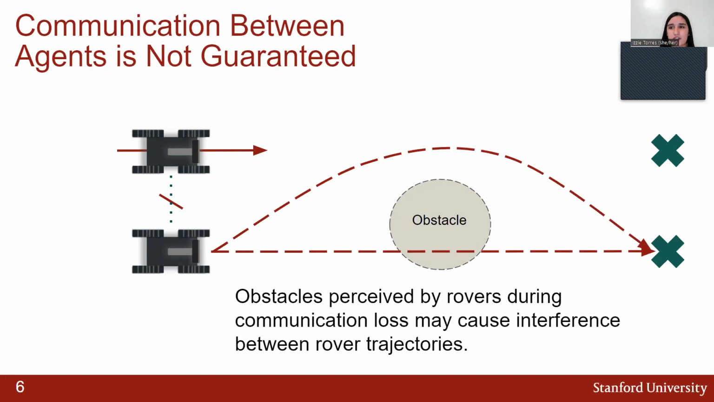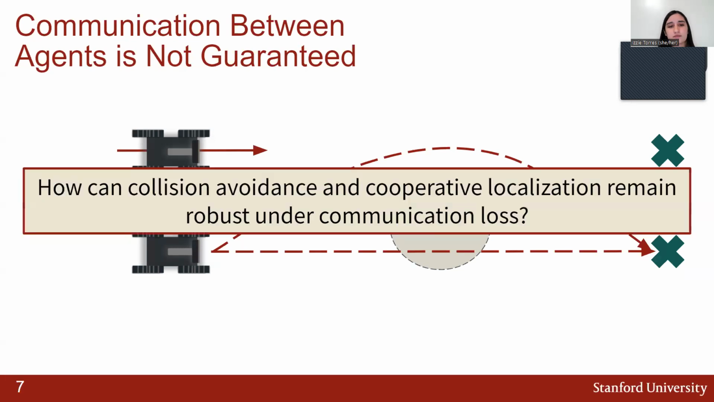Worse, since these rovers are exploring their environment, if they discover obstacles on the path to their goal while they aren't communicating, that could alter their trajectories such that they interfere with one another, causing a collision. So the question is, how can collision avoidance and cooperative localization remain robust under communication loss?